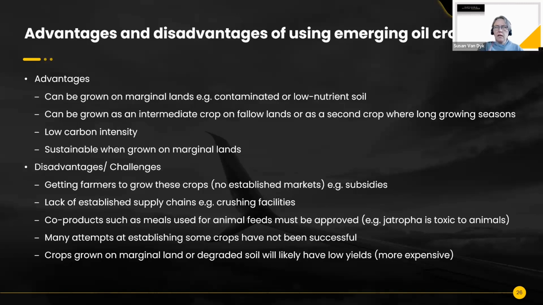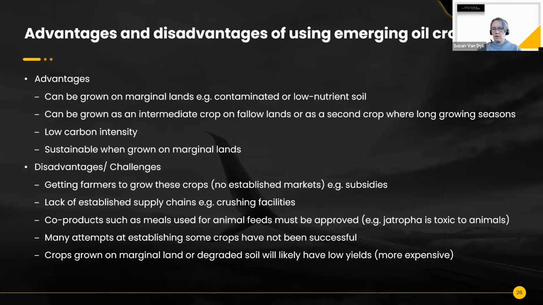So there are many companies that you can find online that have developed seeds, and there are many attempts at establishing some of these crops. Jatropha, for example, 10 years ago they were already talking about Jatropha being the next big thing. And in China, for example, 10 years ago, they were giving farmers big subsidies to plant some of these oilseed trees, but it wasn't successful.